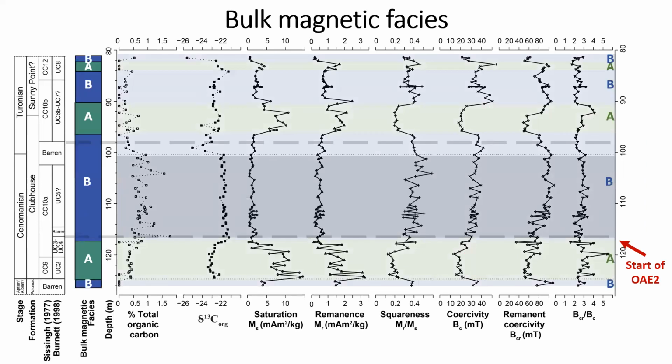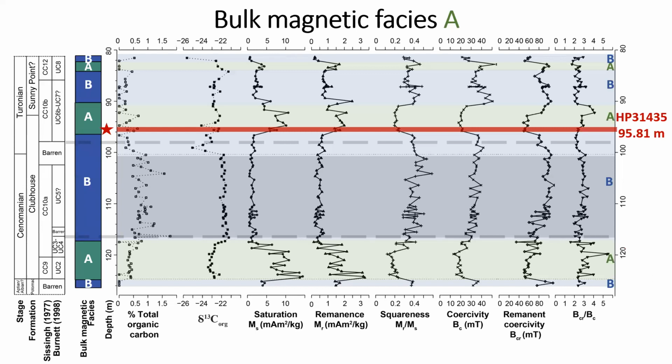So, as you may have picked up, we can start to split these into relative bulk magnetic facies. To keep it simple, I've just done magnetic facies A and B. Facies A best describes the intervals both before and after OAE2, whereas facies B best describes the OAE2 interval. My next question was, what exactly are the magnetic minerals making up these facies assemblages? Now we'll take a quick look at magnetic facies A using this interval.